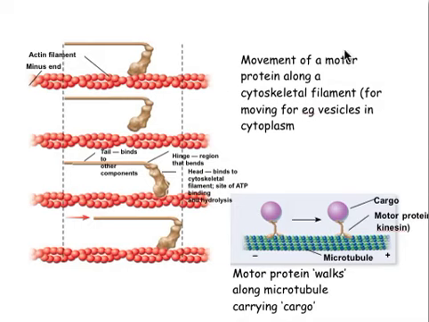This is an example of movement of a motor protein along a cytoskeleton filament for moving, for example, vesicles in the cytoplasm. So in this case, we have an actin filament. This is the negative end, the minus end. This is the positive end. The motor protein, the head, attaches to it. Then it releases. It cocks its head towards there. It attaches there, pulls it back, releases again, attaches front, and that way it moves the actin fiber along.